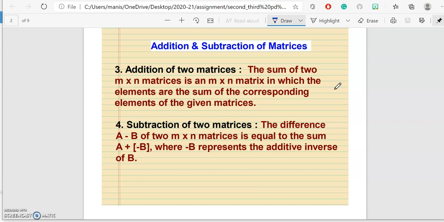Subtraction of two matrices. The difference A minus B of two m by n matrices is equal to the sum A plus bracket of negative B, where negative B represents the additive inverse of B.